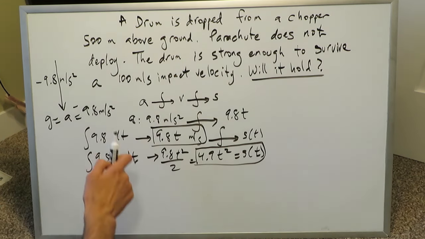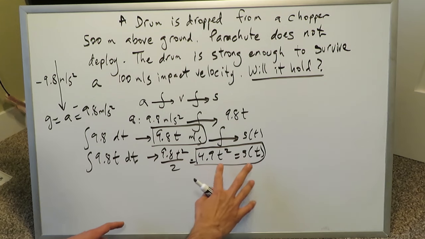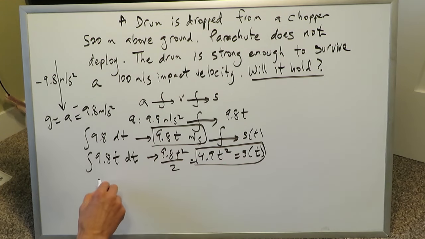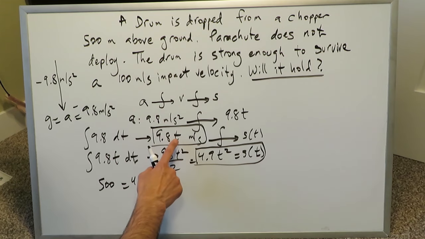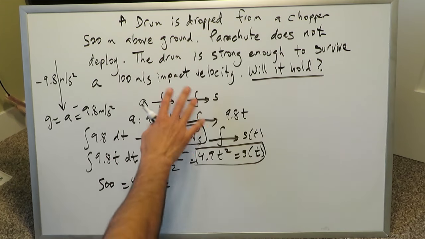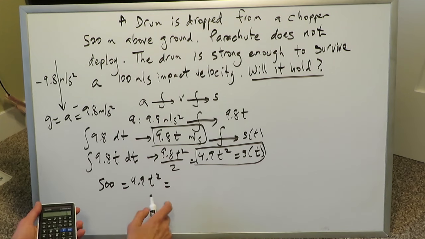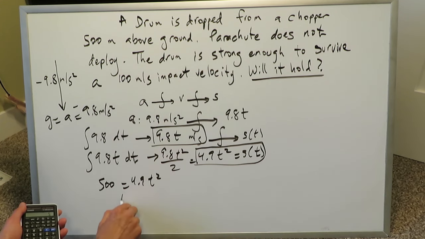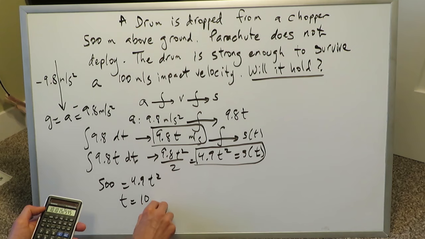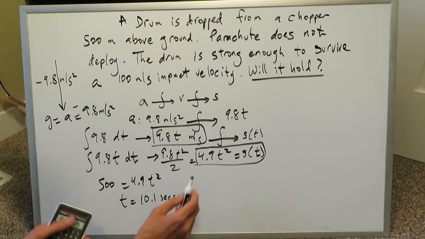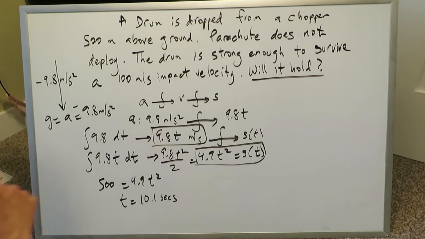We have a drum that's dropped from a chopper 500 meters above the ground, so you know we can use this. Position at time t is my 500. It's equal to 4.9 t squared. If you calculate the time it takes to hit the ground, that time can then be plugged into the velocity function to determine how that drum will fare when it hits the ground. Let's calculate the time. You solve here for t. You take 4.9 on the other side and you root it. 500 divided by 4.9, and you root that, you get 10.1 seconds. So this drum will take 10.1 seconds in free fall to hit the ground.